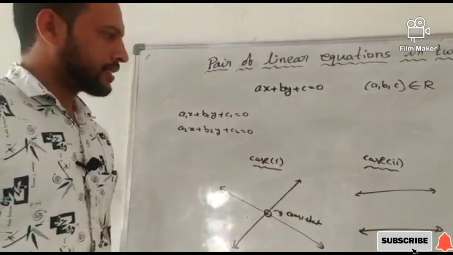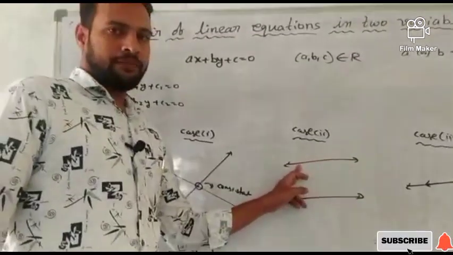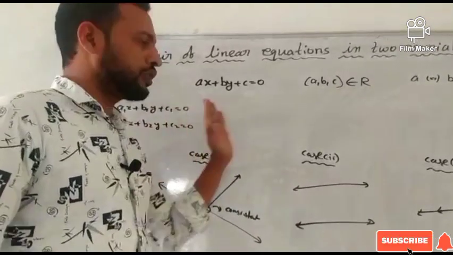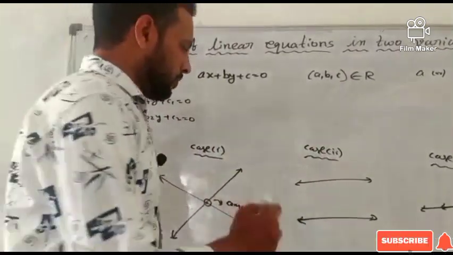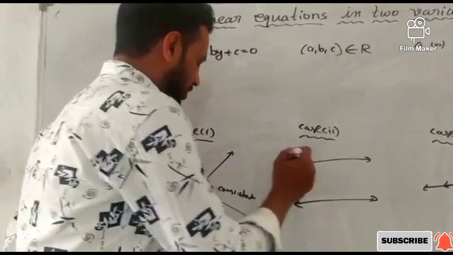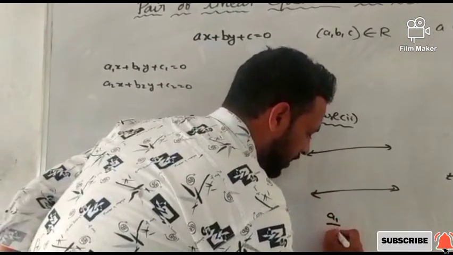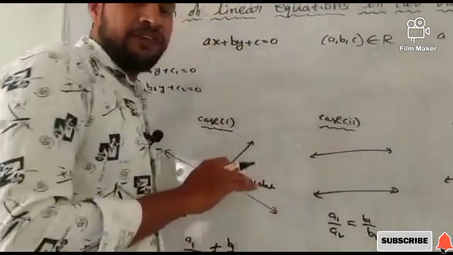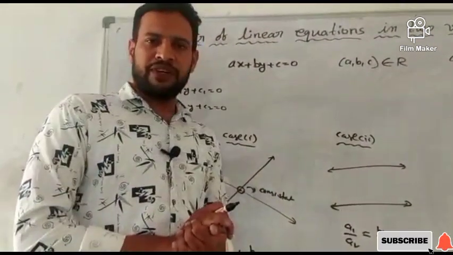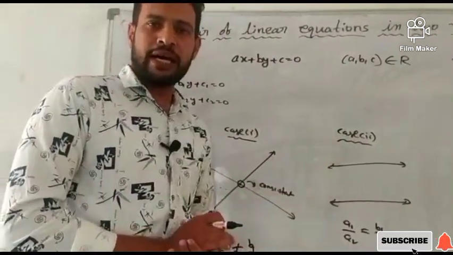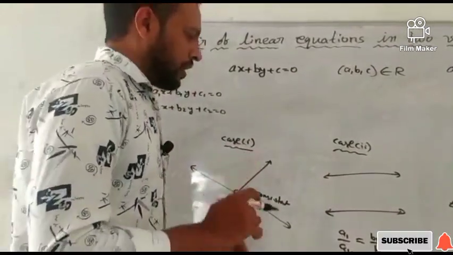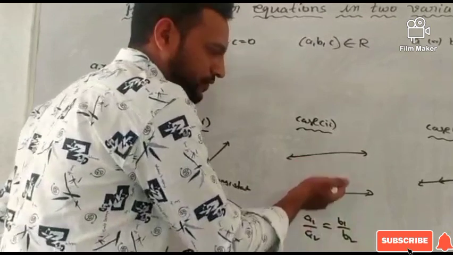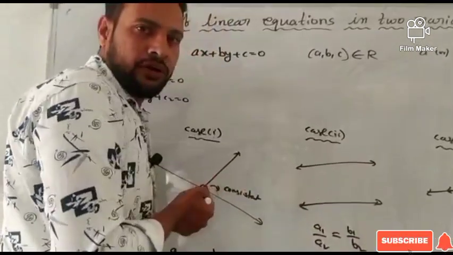Come to the second case. Here two lines again, a1x plus b1y plus c1 and a2x plus b2y plus c2 is equals to 0. So what is the necessary condition here? The condition is a1 by a2 is equals to b1 by b2. If a1 by a2 is equals to b1 by b2, then we can say the given two lines are parallel. If two lines are parallel, they never intersect. So if they are not intersecting, they don't have a solution.